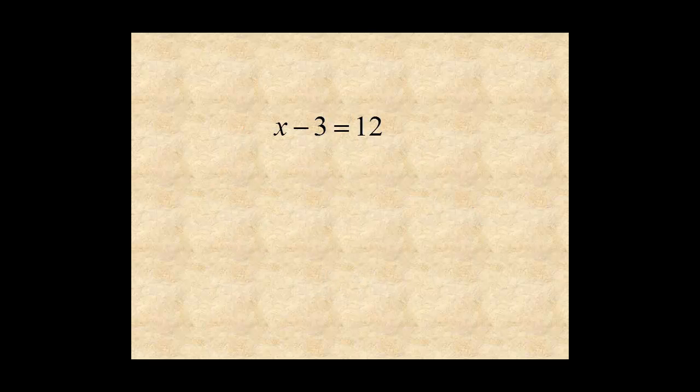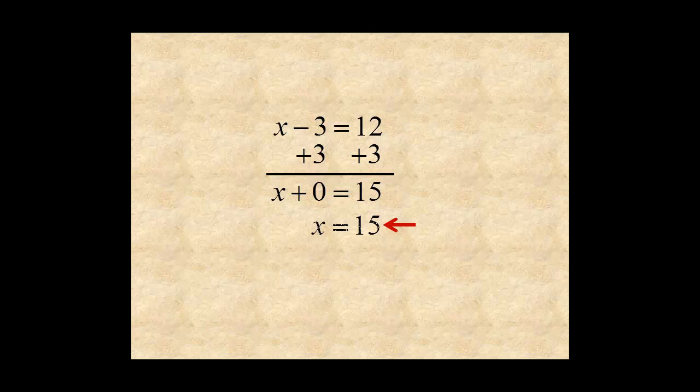Here's another example of using the properties of equality. In this case, you would add 3 to both sides of the equation. On the left side of the equation, negative 3 plus 3 is 0, and on the right, 12 plus 3 is 15. Then, since x plus 0 is equal to x, you have x equals 15, the solution to the equation. Remember to always check the solution.